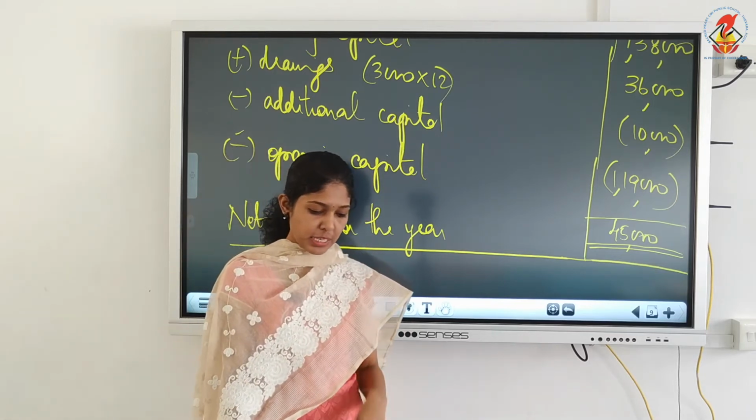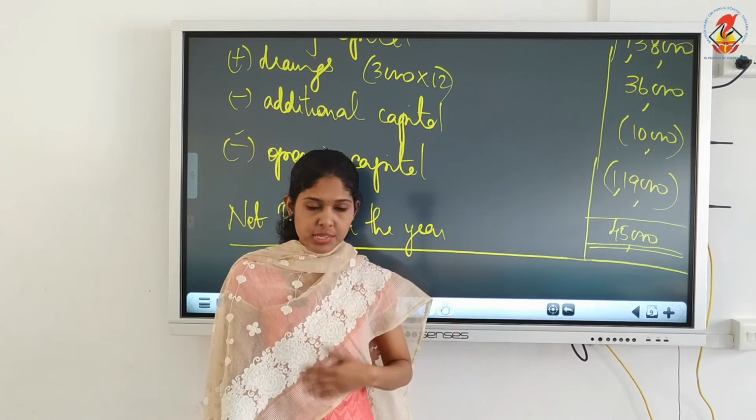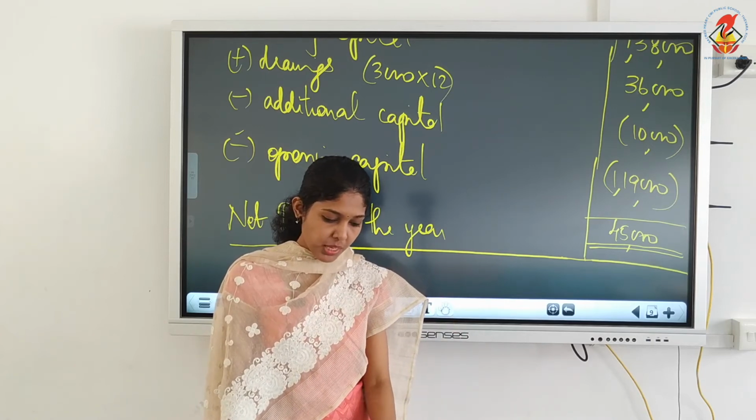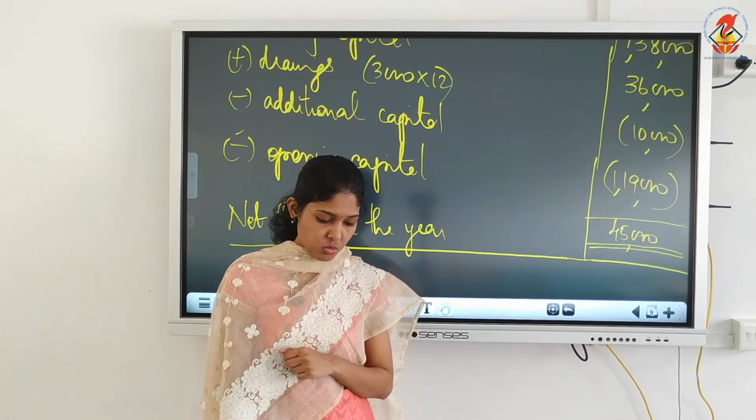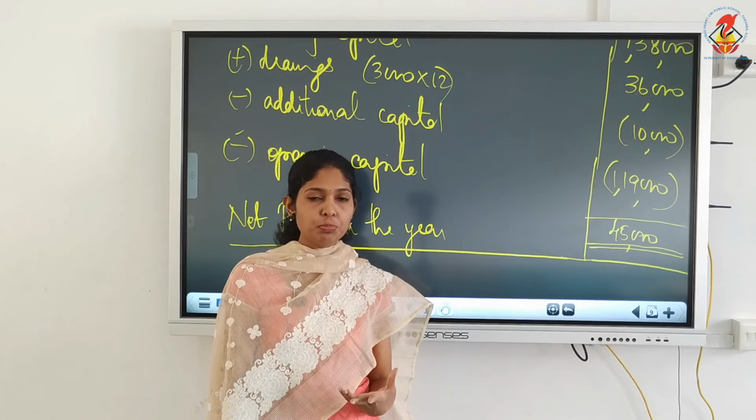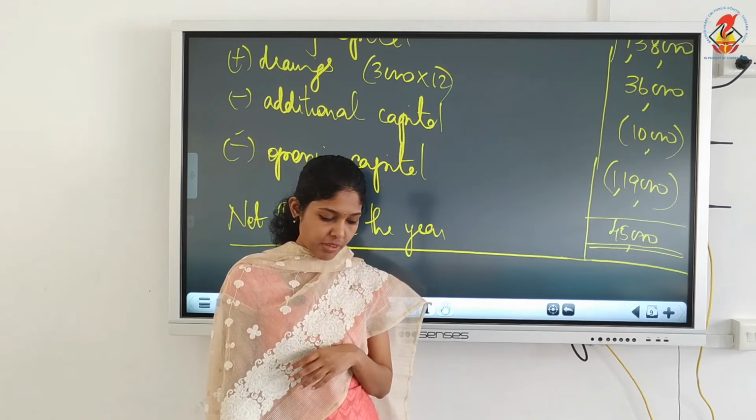Kumaran trader does not keep proper books of accounts. That means he is following single entry system. However, he furnishes you the following particulars. So assets and liabilities, opening figures, closing figures we have. That means we will have to do closing and opening statement of affairs.